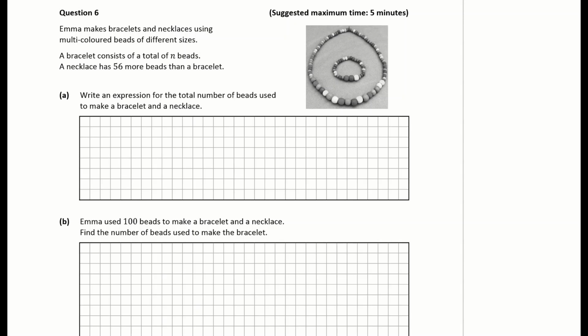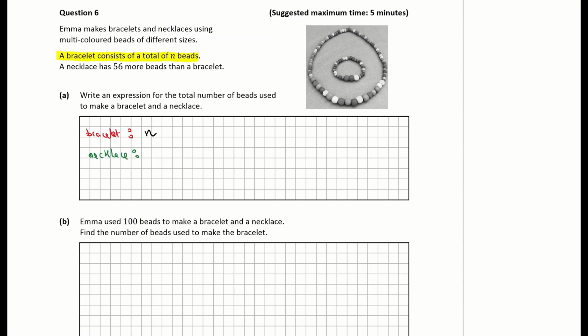So let's break this up. Let's start off with the bracelet. And we want to write an expression for the amount of beads in a bracelet. And they tell us in the question, a bracelet is made up of n beads. So I just have my expression as n. So if you tell me there's 12 beads in a bracelet, my n is 12. That's basically all that is. The next one they want me to look at then is my necklace.